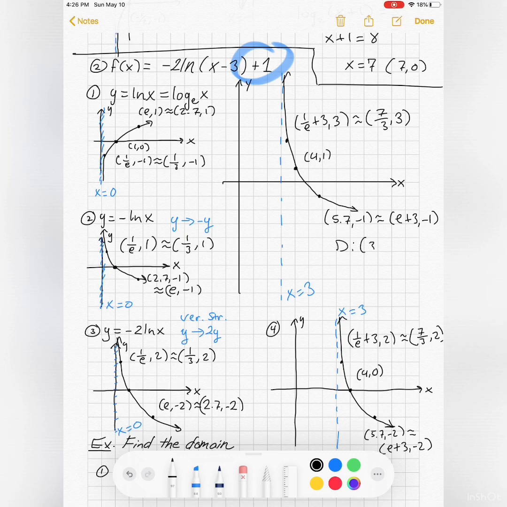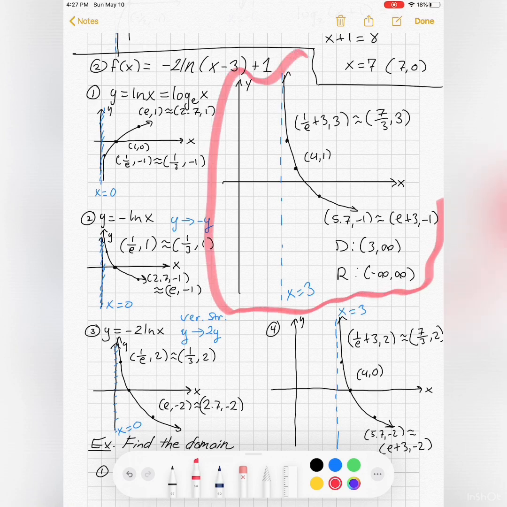The domain would be 3 to infinity. Over the range, we said negative infinity to infinity for all logarithms. Okay. So this is our final graph for that function.